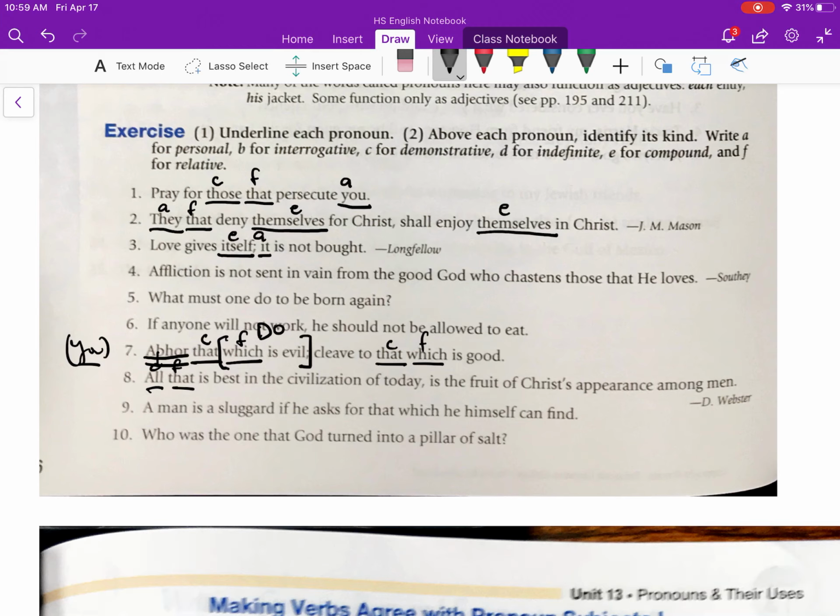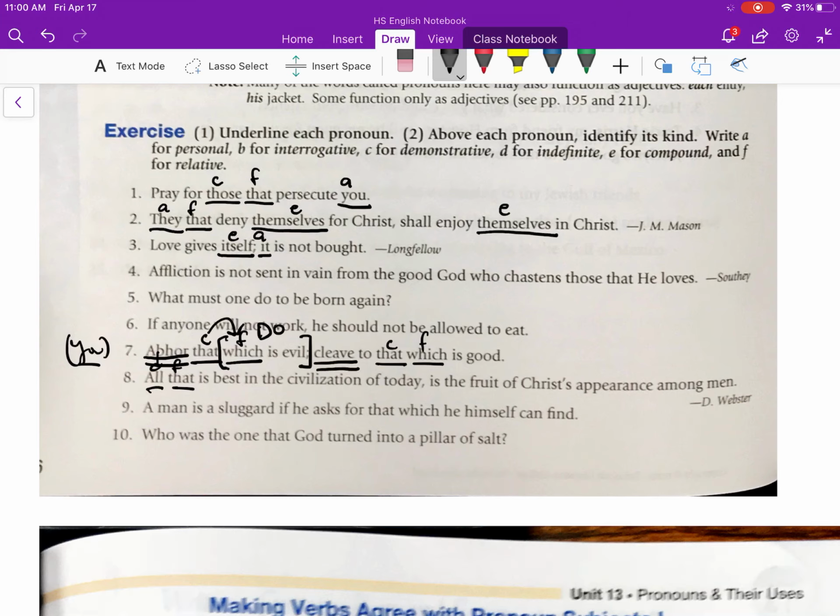Then in this case, the word that is actually a descriptor that is defining the clause. So which direct object? That direct object. That which is evil? That which is evil. Okay, so that's what's going on in this case. So it's a demonstrative pronoun which points out the person or thing referred to. The same thing is happening back here.